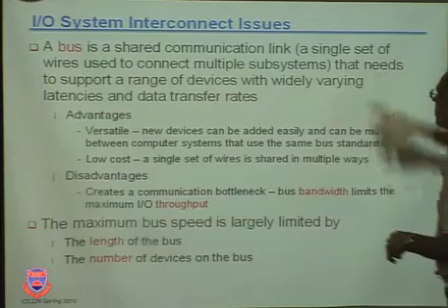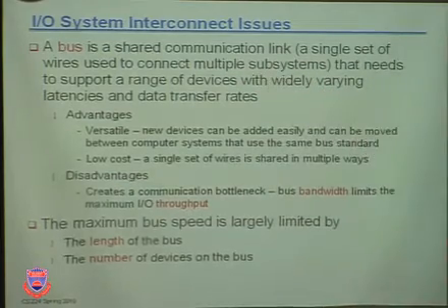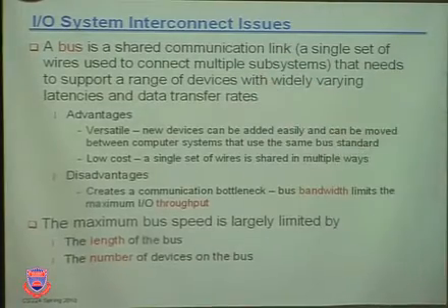The old name bus involved large numbers of parallel signals. But even if it's a serial bus, like USB, Universal Serial Bus, we still call it a bus. It means it's an interconnect system. Bus's old meaning has changed to just mean connection system. And it's a single set of wires that connect multiple subsystems, at least two, maybe more, that need to support a range of devices that have different latencies and different transfer rates.